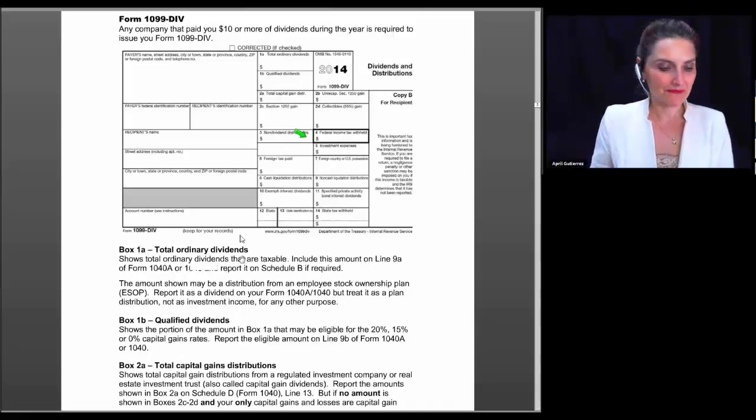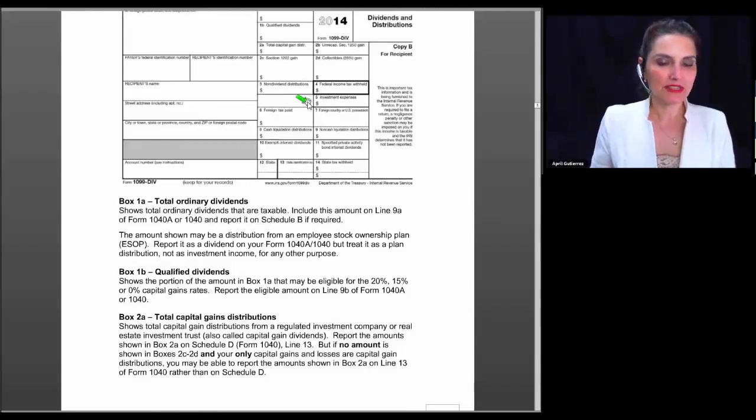Next up, we have investment expenses. Again, investment expenses can be deductible on Schedule A and also are deductible against the net investment income tax.